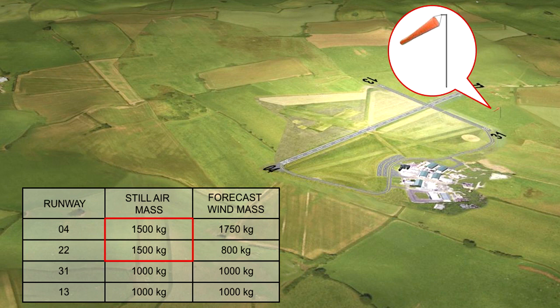If the second dispatch assumption is that the aeroplane will land on the runway most likely to be assigned considering the probable wind speed and direction, then it would have to be runway 04 with a maximum landing mass of 1,750 kilograms.